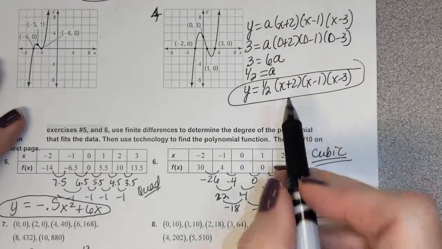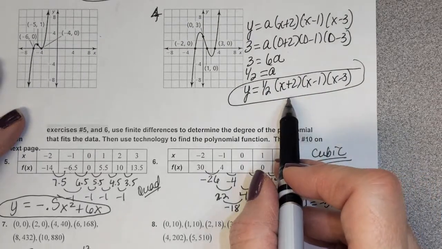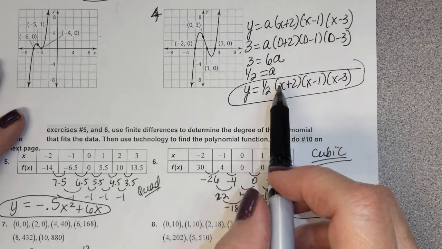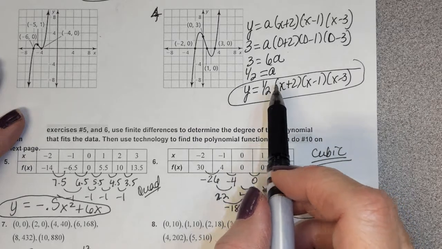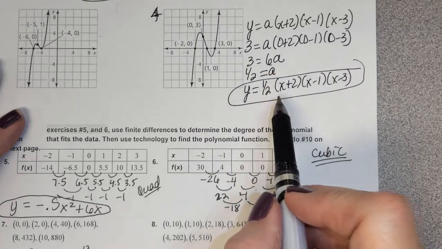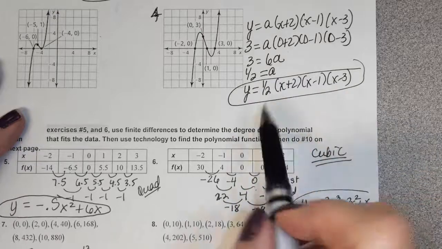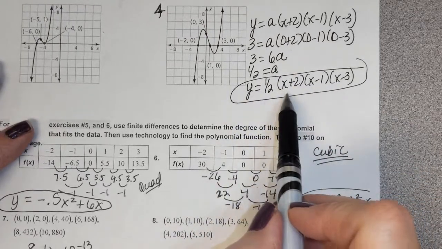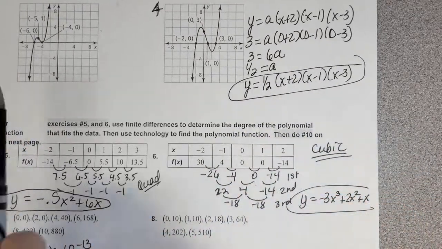So guys, this is called factored form of the cubic function. What if I said it had to be in standard form? What would you have to do? Multiply it all out, yeah. So I would always ask for this type in factored form.